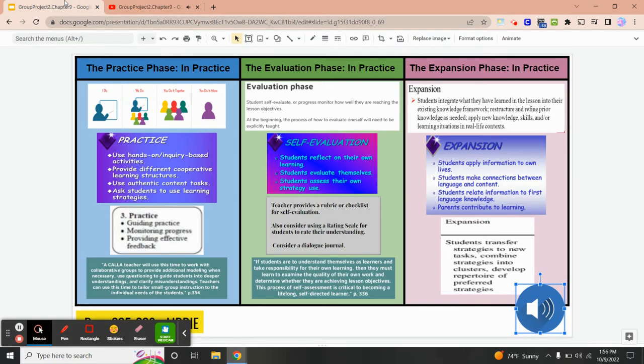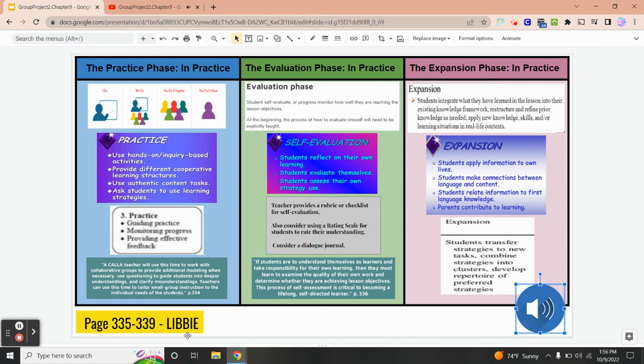The presentation involves looking at the practice phase of CALA. In the practice phase of CALA, students are actively practicing. This involves hands-on activities and is much more student-centered. It allows students to be able to collaborate and practice the new concepts.